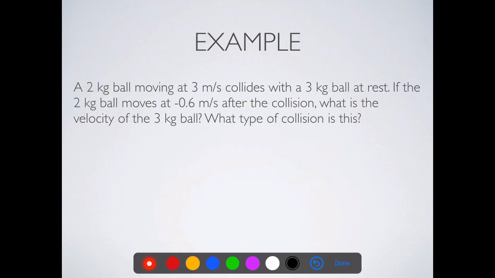So let's look at this. We've got a 2 kilogram ball moving at 3 meters per second collides with a 3 kilogram ball at rest. The 2 kilogram ball moves at negative 0.6 meters per second after the collision. What is the velocity of the 3 kilogram ball? And what type of collision is this?